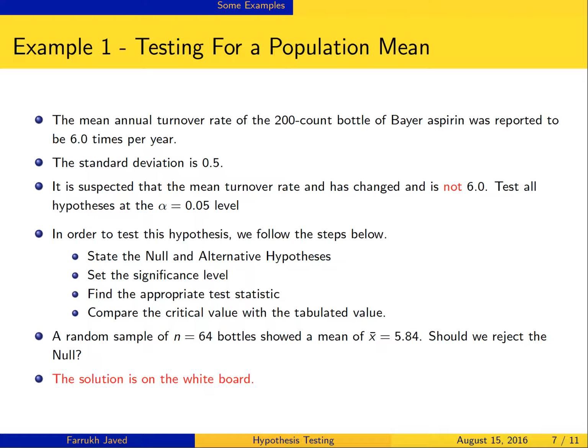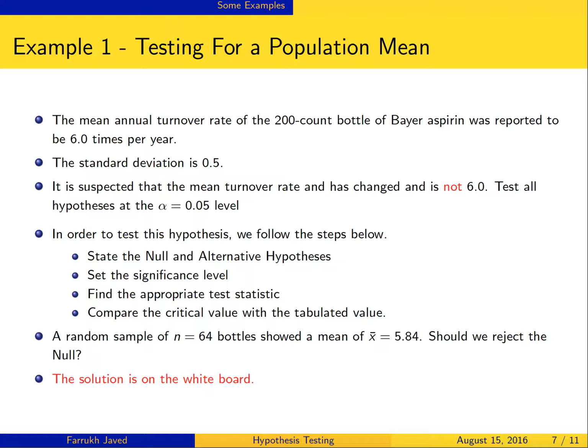But what do we want to test? We want to test that it is suspected that the mean turnover rate has changed and it is not 6. Test the hypotheses at the alpha equals 0.05 level. So now you have n, which is given as 200. You have x bar, which is 6.